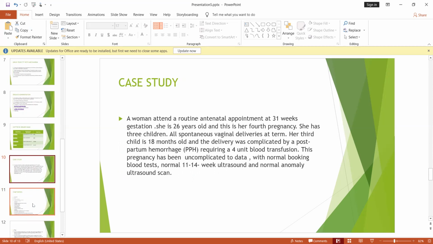A woman attends a routine antenatal appointment at 31 weeks of gestation. She is 26 years old and this is her fourth pregnancy. She has 3 children, all spontaneous vaginal deliveries. Her third child is 18 months old and the delivery was complicated by a postpartum hemorrhage requiring a 4-unit blood transfusion. This pregnancy has been uncomplicated to date, with normal booking blood tests, a normal 11 to 14 week ultrasound, and a normal anomaly ultrasound scan.